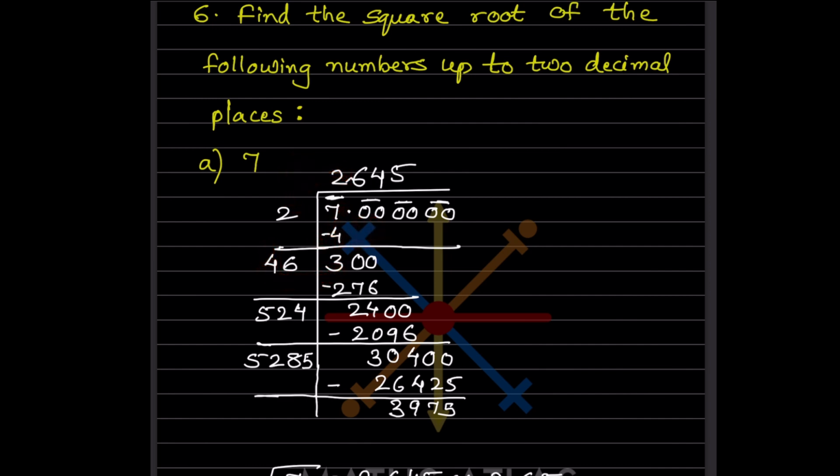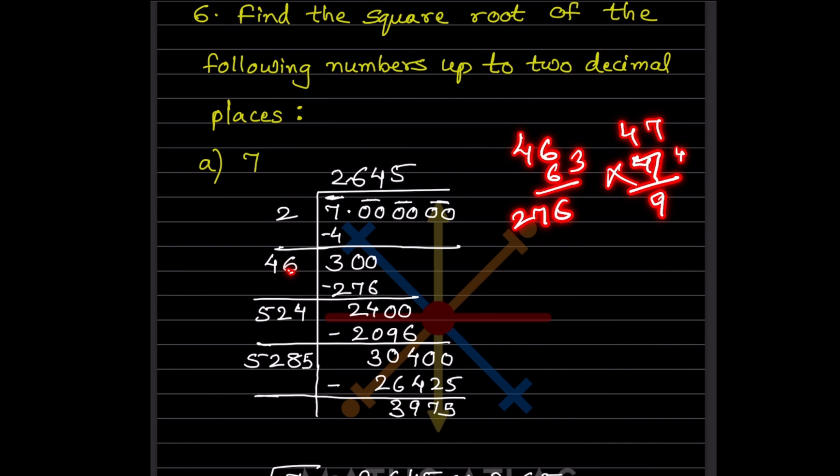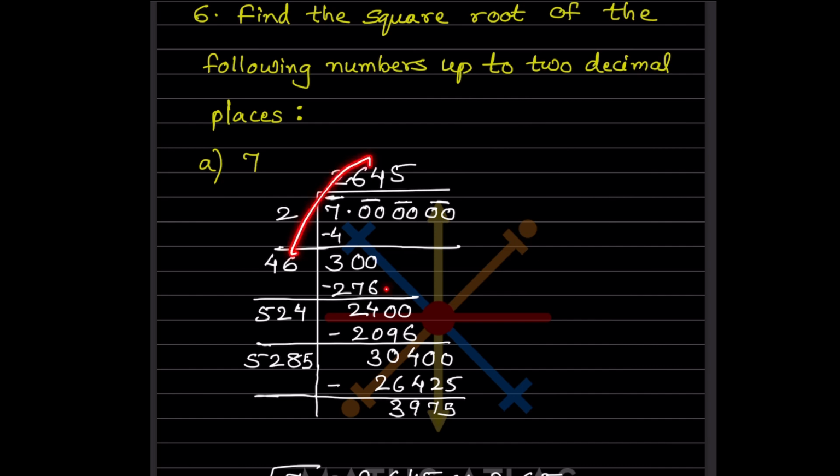So now what is the possibility, 46 6s that is 276, and if we take 47 7s that is going to be 329, which is a bigger number. So we can take 46 into this 6. So that is 276. So now what is happening? 46 plus 6, that is going to be 52. And when you subtract, it is going to be 24.